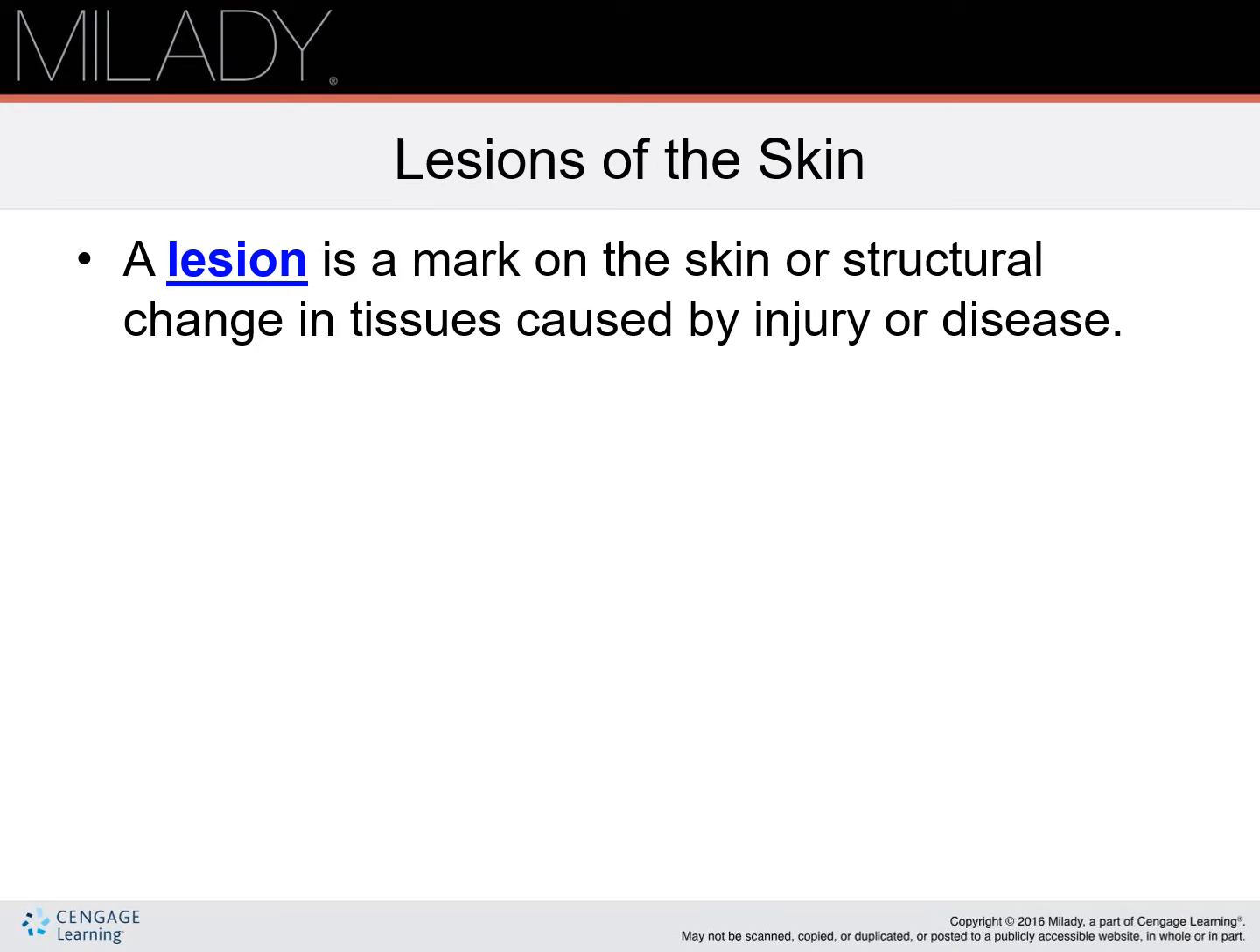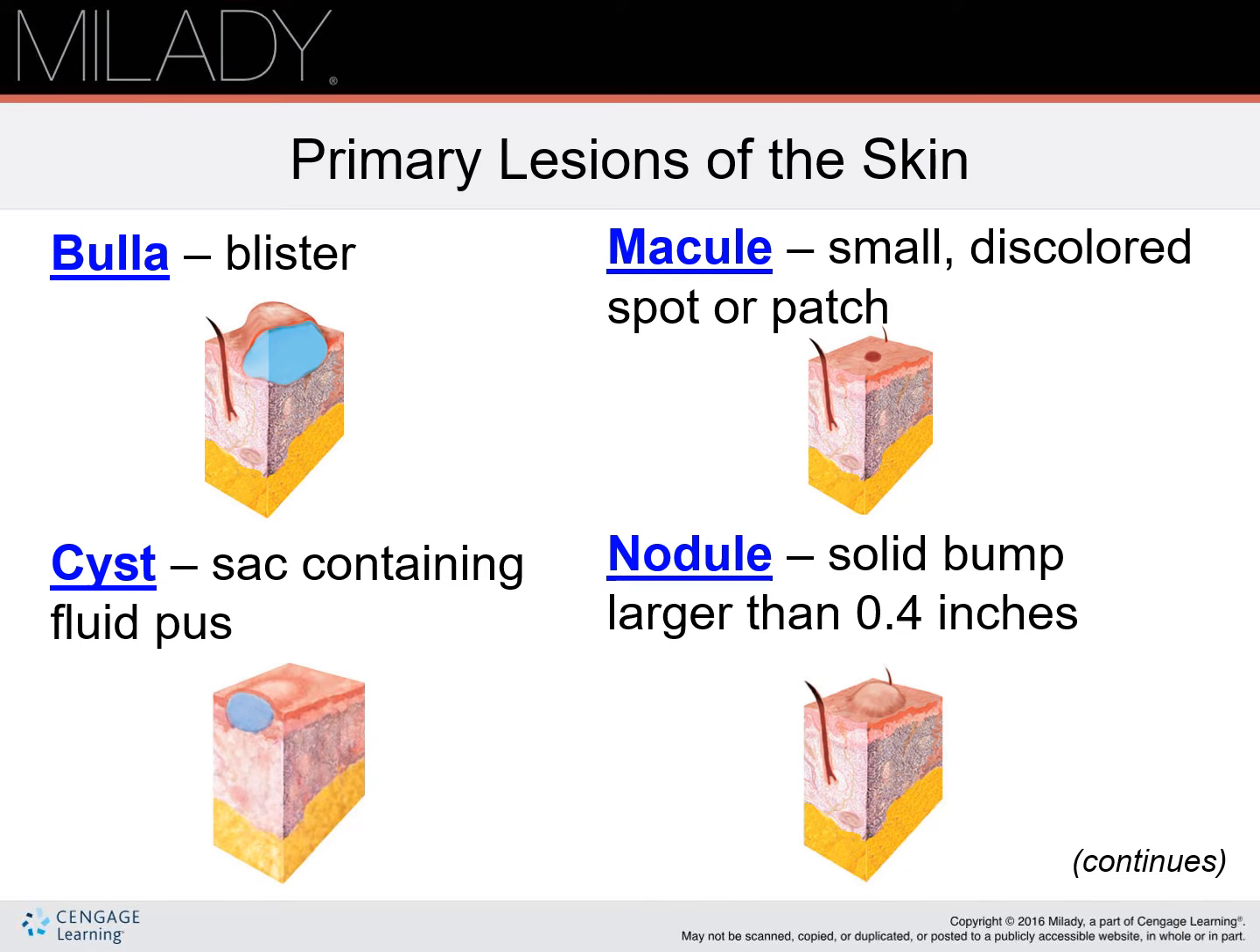Okay, let's move on to talking about lesions of the skin. What is a lesion? A lesion is a mark on the skin that may indicate an injury or damage that changes the structure of tissues or organs. Next up, we're going to talk about some primary lesions of the skin. Your book has excellent photos of these. You can also Google photos of these.